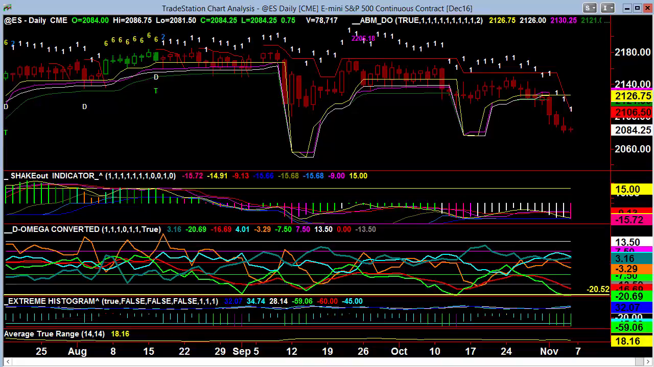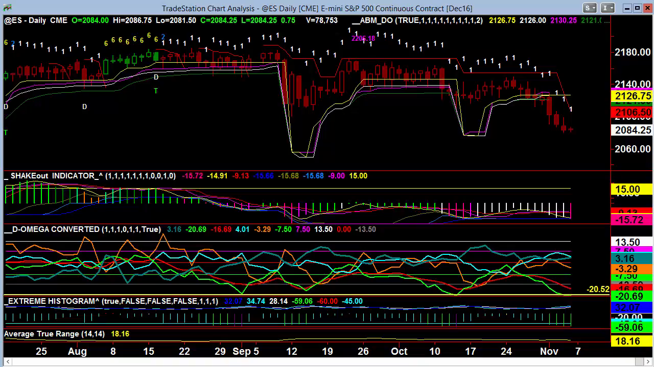This report is for the 4th, and well, more of a continuation. We can clearly see it. The orange has remained between the shorts up here in the cyan and the red DOC right here, or D Omega converted, and you can see that we've cascaded below the negative 13.5.